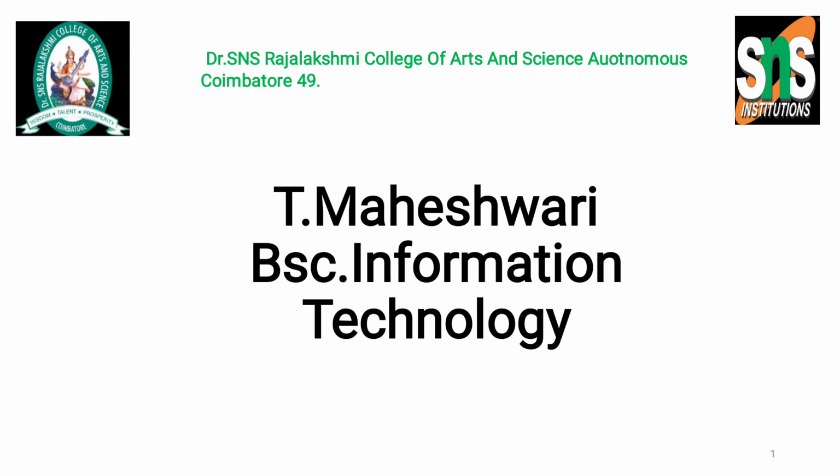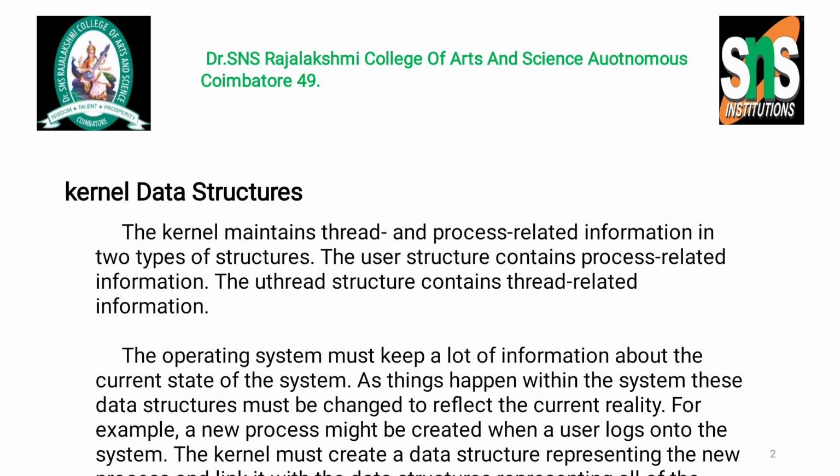Now I am going to explain about kernel data structures. The kernel is a very important core component of an operating system. The kernel maintains thread and process related information in two types of structures. The kernel information can be stored in different structures. The first one is the user structure, which contains process related information.